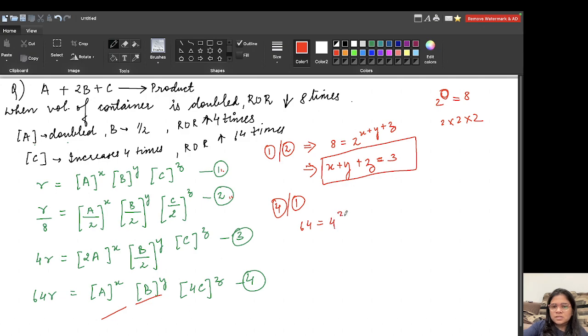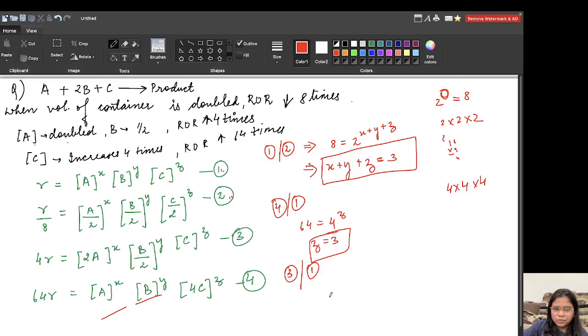If I do 4 divided by 1, I'll get 64 equal to 4 raised to the power Z. How much is 4 raised to the power Z? 4 4s are 16, 16 into 4 is 64. So 4 raised to the power 3. So Z I got as 3. So Z I have already got, right? Now we know Z, right? Now what we do, let's do 3 divided by 1. Just random things I am taking.